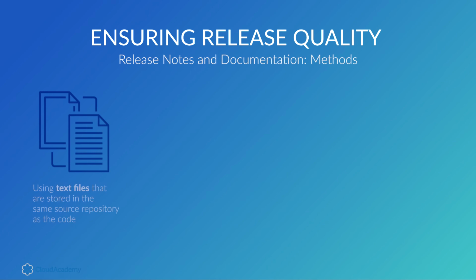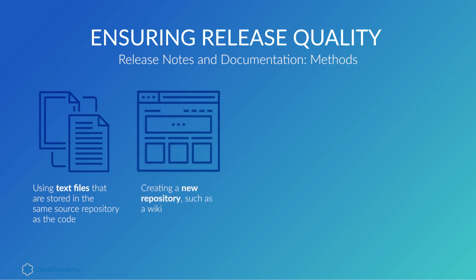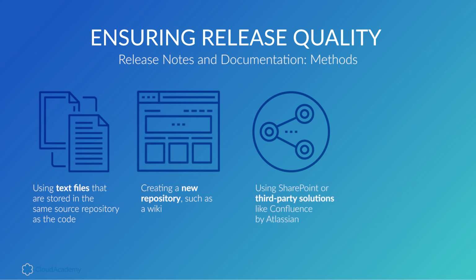A common method is using text files, sometimes written using markdown syntax, that are stored in the same directory or repository as the code. Another option is to create a new repository like a wiki. There are also wikis in Azure DevOps. In addition, we can use services like SharePoint or third-party solutions like Confluence by Atlassian.